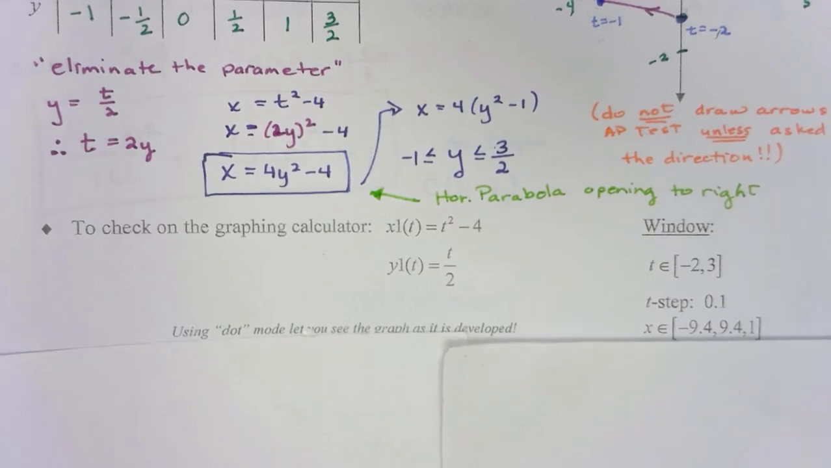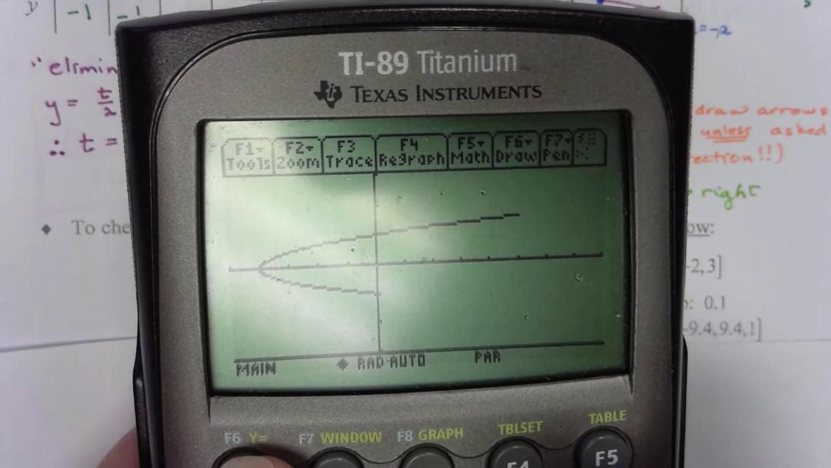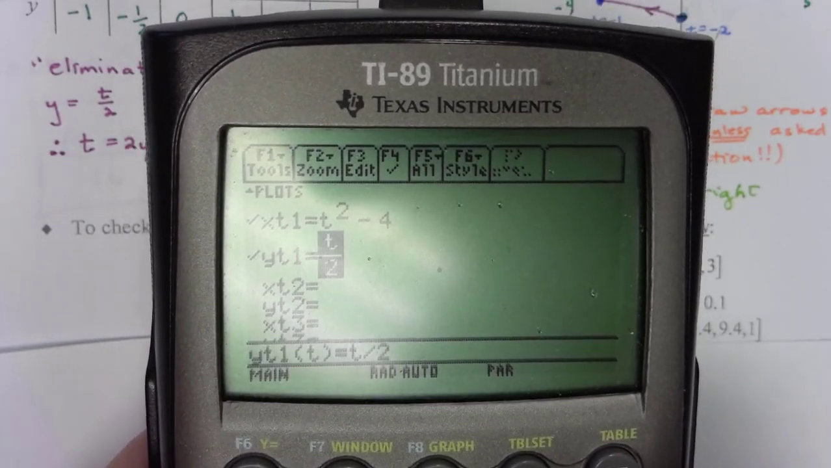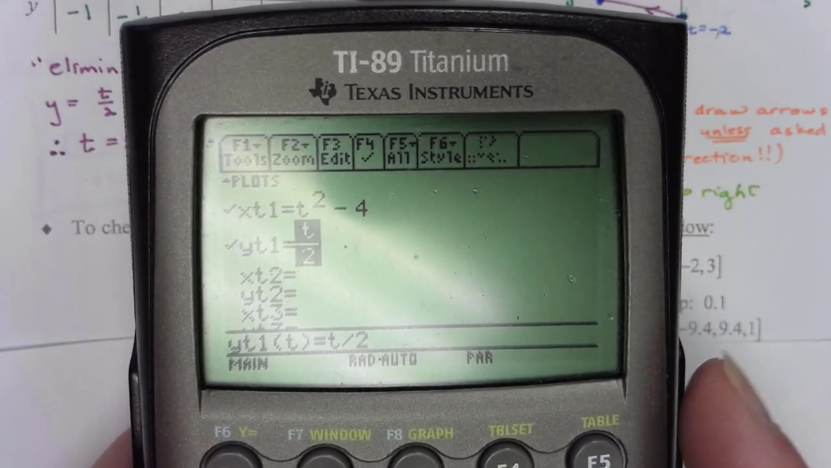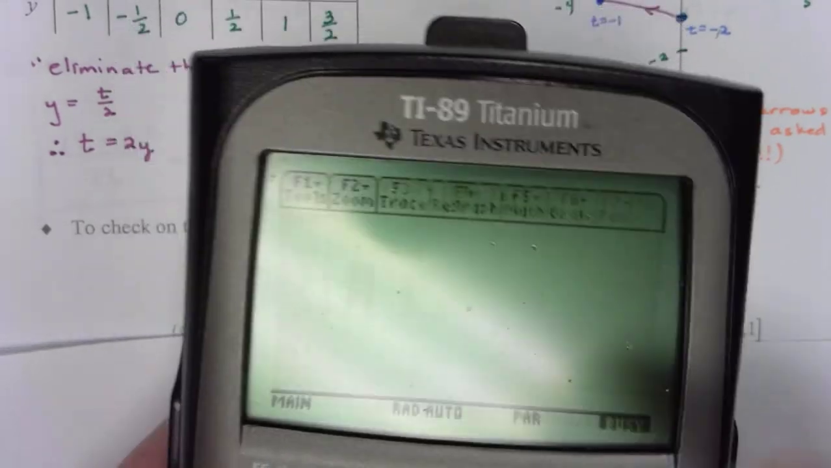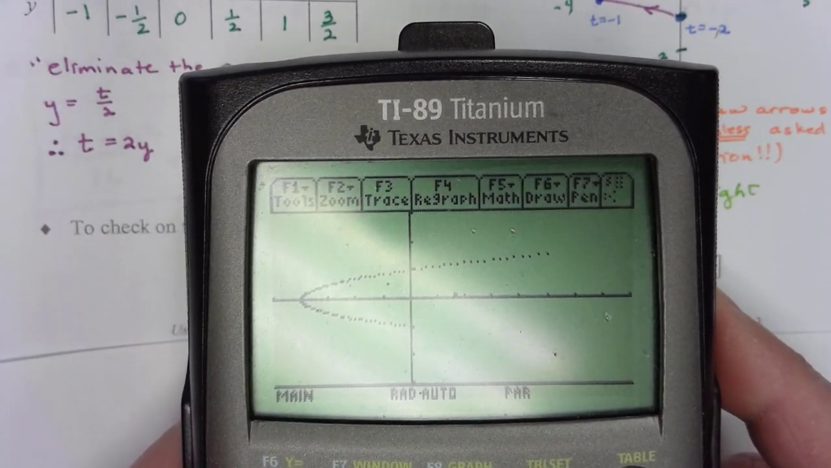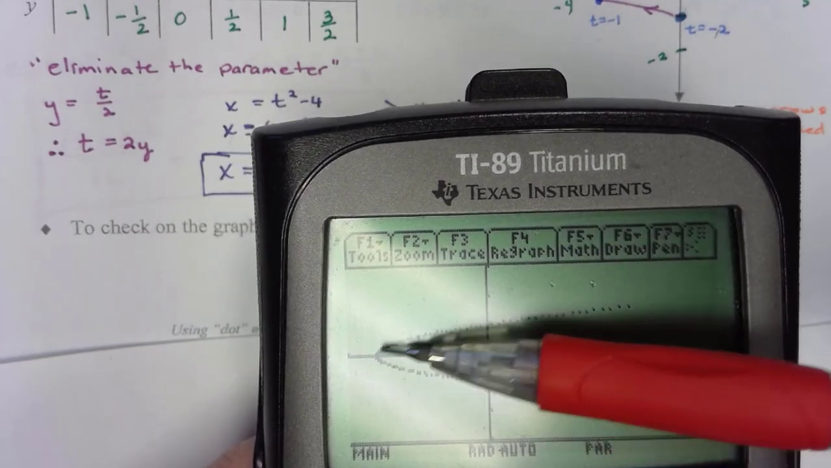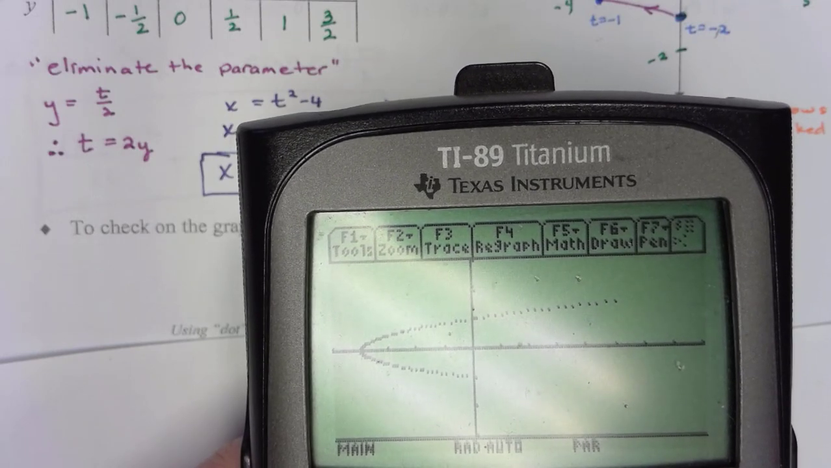Now, if we put it in dot mode, go back to my y equals, and let's change it to dot. Watch what happens when I do it in dot mode. In dot mode, you can see how often it's being calculated, and you can see that it's much more dense here because, of course, my coordinate points are closer together. Very nice.